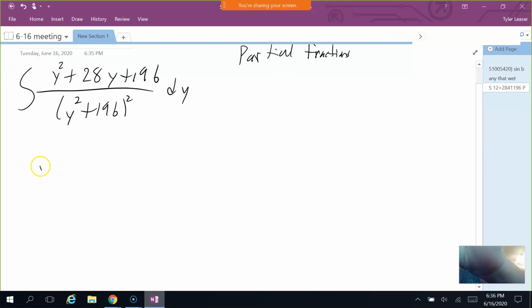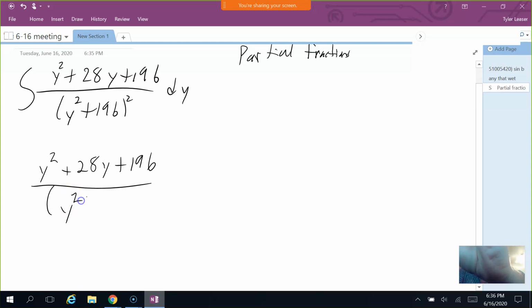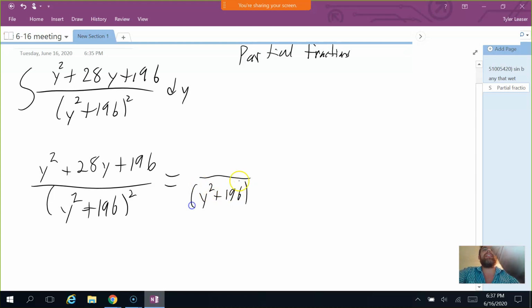What we need to do for this question is separate this one out into its partial fraction decomposition, because maybe in its partial fraction decomposition, it's something that's actually doable. What we have in the denominator is an irreducible quadratic factor, y squared plus 196. Because it is squared, it's going to get two separate fractions. We're going to get a fraction with y squared plus 196 all squared. We are also going to have a fraction that's just y squared plus 196 to the 1 power.